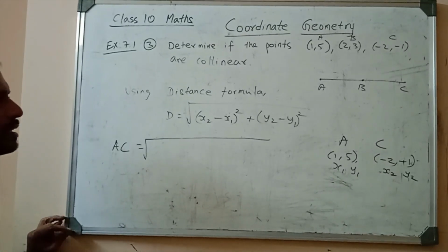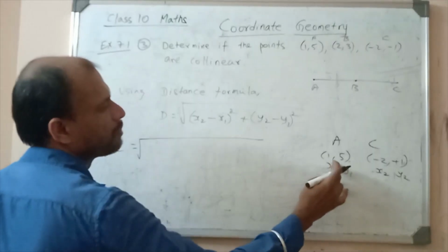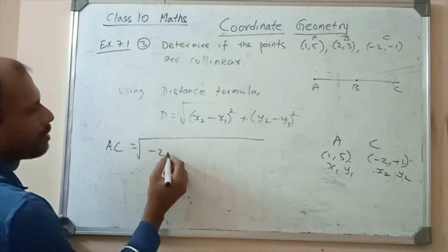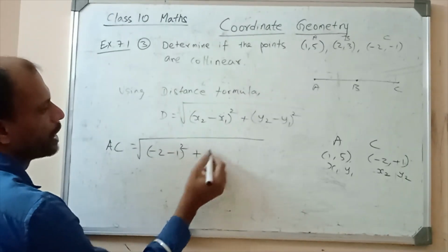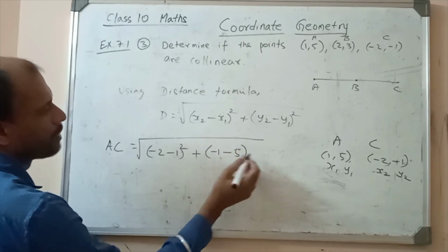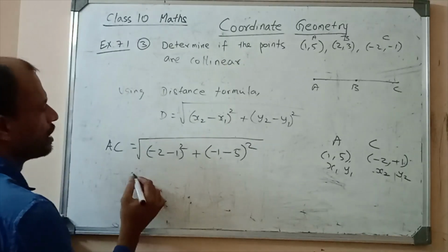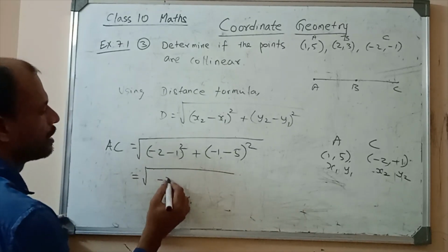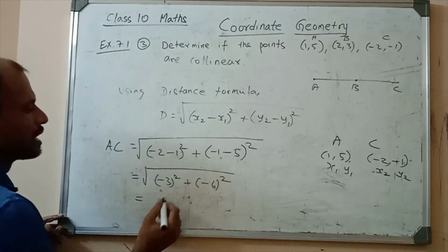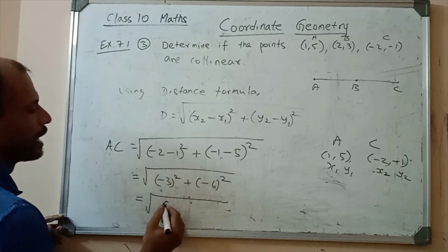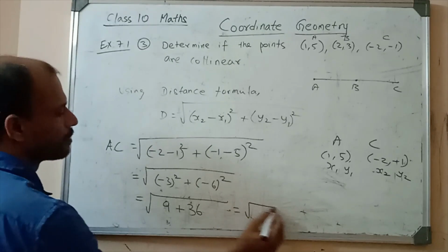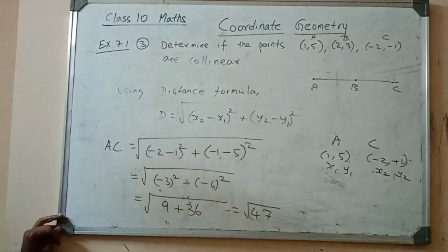Now let us find AC. The distance between A (1, 5) and C (minus 2, minus 1). So here x2 is minus 2, x1 is 1, the whole square, plus y2 value minus 1, y1 value 5, in the formula you have the minus sign. So the whole square, next minus 3 the whole square plus minus 6 the whole square. Minus 3 square becomes 9, minus 6 square becomes 36. So 9 plus 36, root 45 you get.